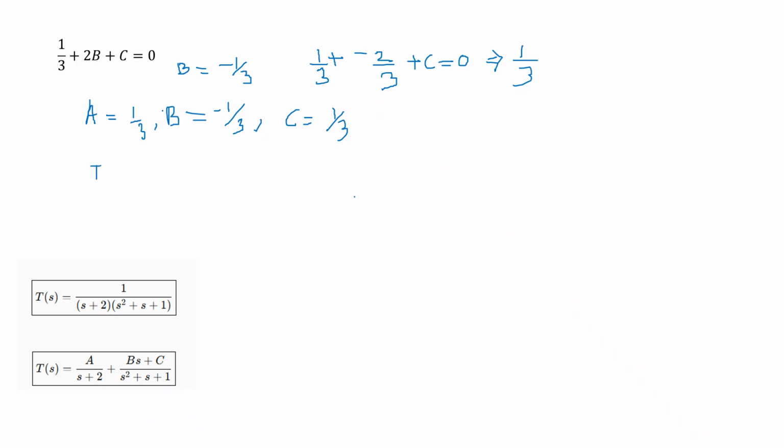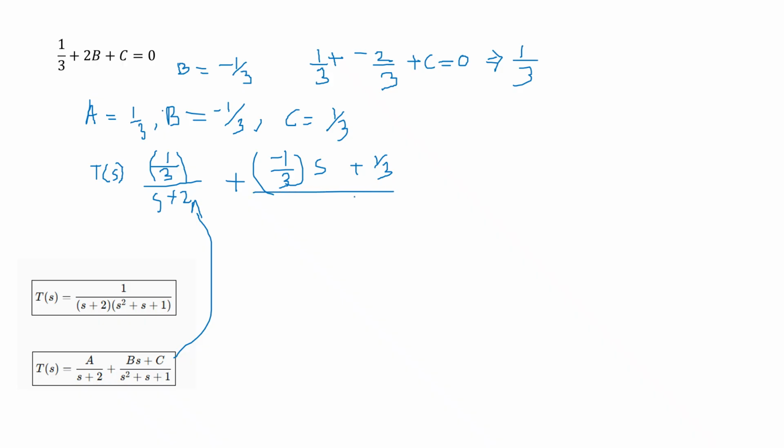T of s is equal to, take this equation here, a by s plus 2, right? So a can be substituted as 1 by 3 by s plus 2. Again, bs plus c can be written as minus 1 by 3 s plus c is 1 by 3 again by s square plus s plus 1.